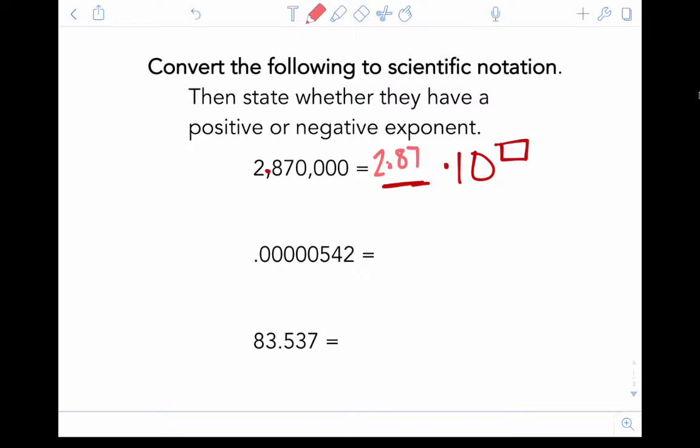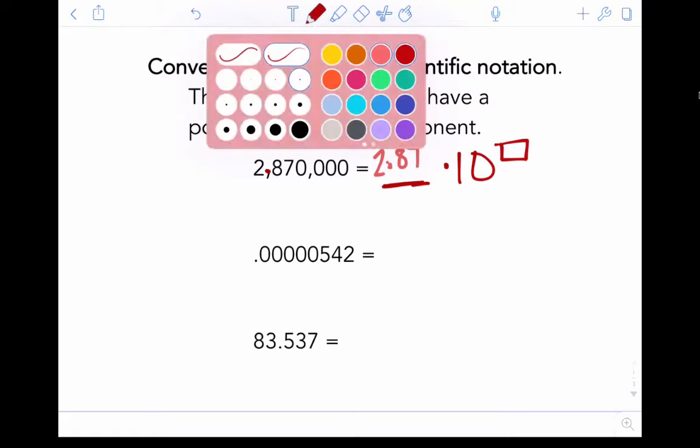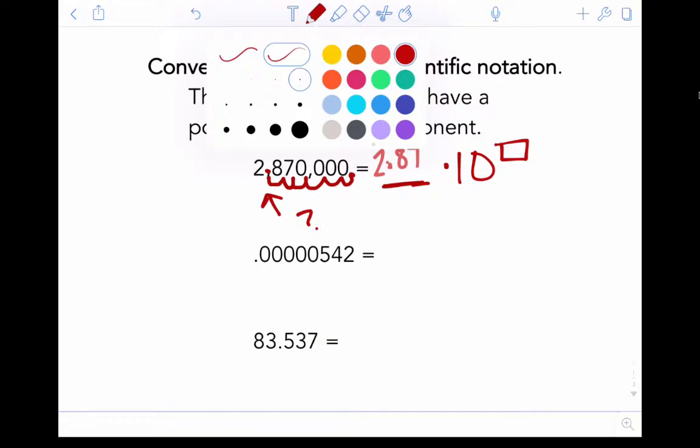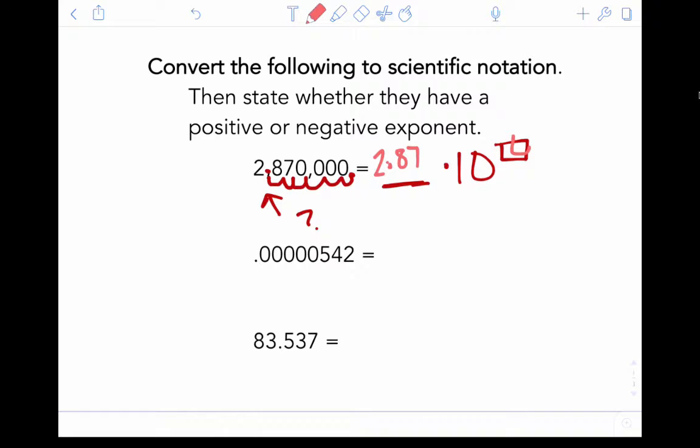Now I need to get my exponent. My exponent tells me how many times my decimal moves. So if my decimal had started at the end, because whenever there's no decimal in the number, that means it's just at the end, I need to figure out how many times it moves to get to that spot. So I'm just going to count it out. It moved 1, 2, 3, 4, 5, 6 times. So that means my exponent is 6.